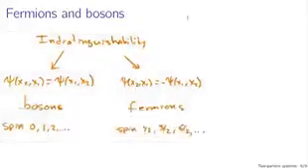For instance, the symmetry and anti-symmetry properties of these wave functions have observable effects, and the behavior of fermions and bosons is crucially different in a lot of ways that have very important consequences.